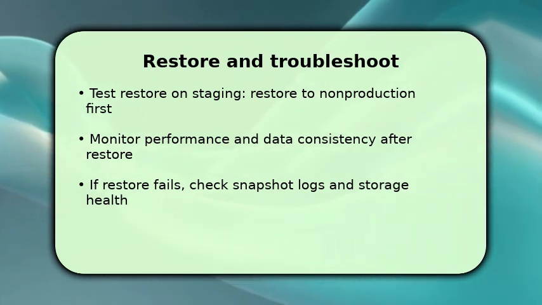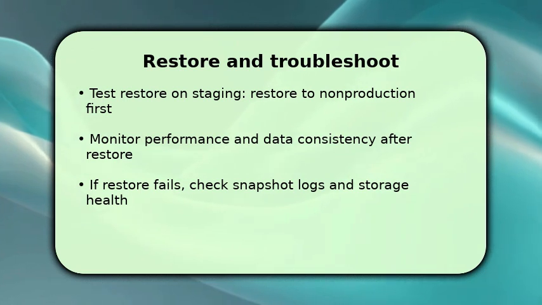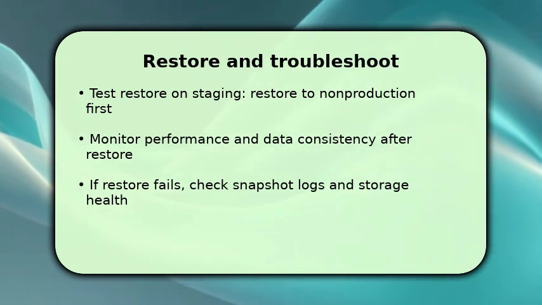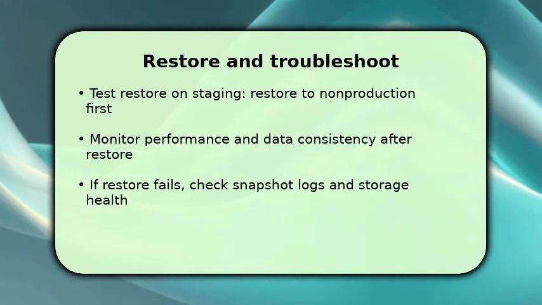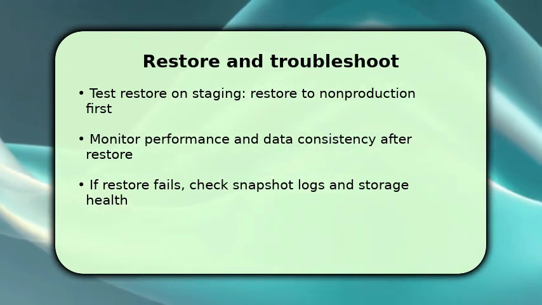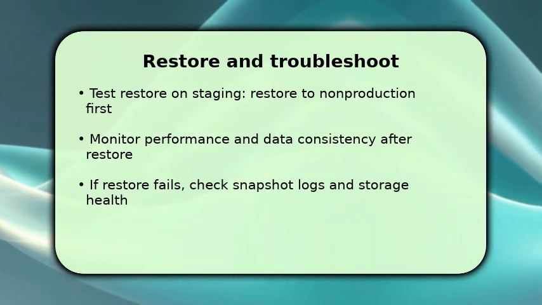If everything looks good, plan the production restore window and notify stakeholders. If a restore fails, immediately check snapshot logs, storage health, and permission issues. Often a corrupted snapshot or insufficient I/O is the root cause.